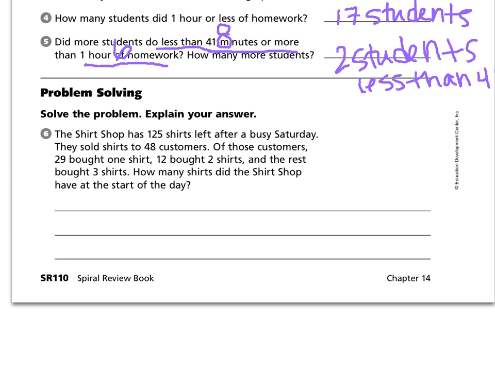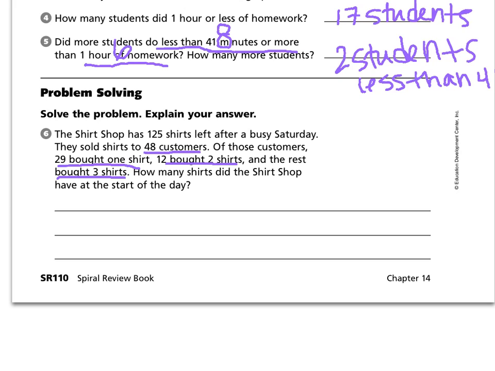Moving on to problem solving. The shirt shop has 125 shirts left after a busy Saturday. They sold to 48 customers. Of those customers, 29 bought 1 shirt, 12 bought 2 shirts, and the rest bought 3 shirts. How many shirts did the shirt shop begin the day with?